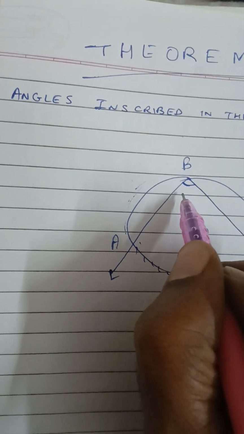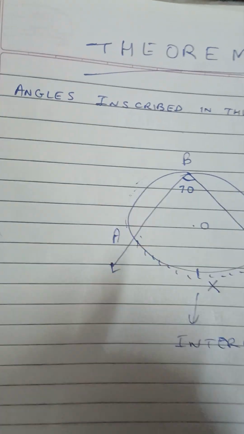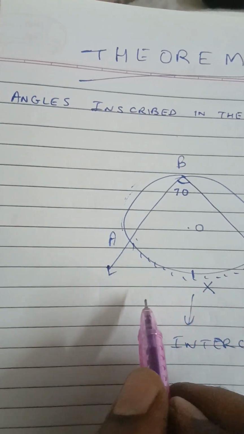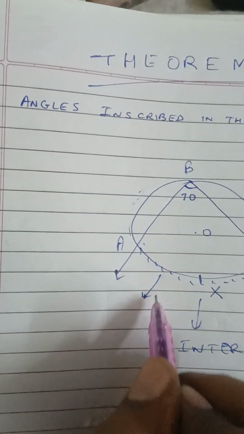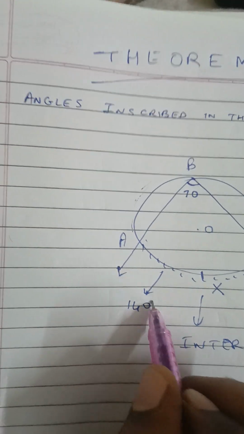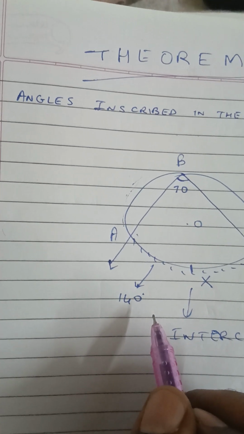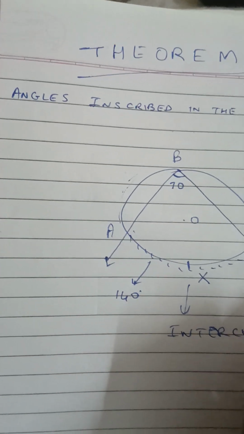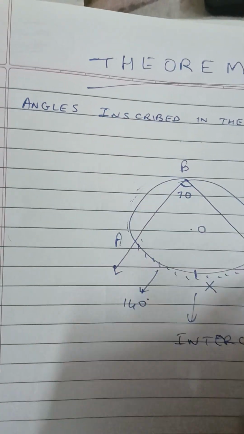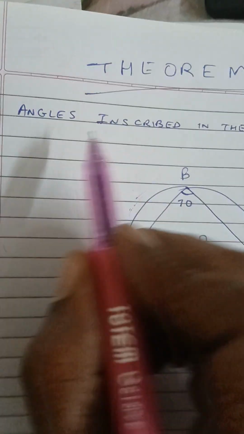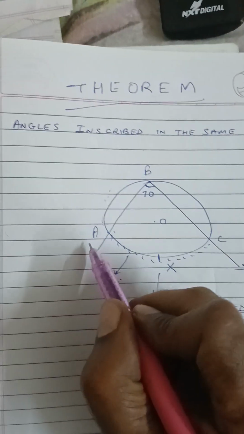Suppose angle ABC was 70 degrees. The measure of the arc AXC will be 140. That is called an inscribed angle. Angle ABC is half of arc AXC. Now they have said angles inscribed in the same arc are congruent.